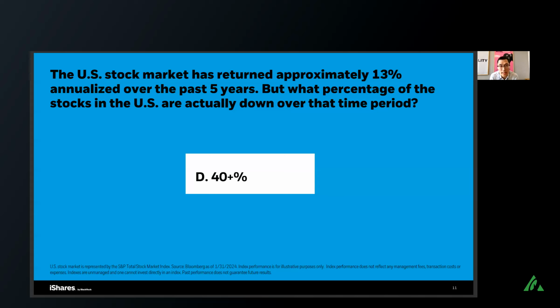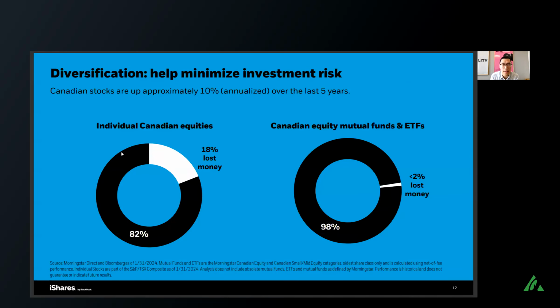Whereas had you bought an ETF that tracked the US total stock market index, which are available in market, you would have earned 13% a year, right? So anyway, an illustration of why diversification is important. It protects you from some of that single stock risk. If we just move to the next slide, this is the same thing said in the Canadian lens.